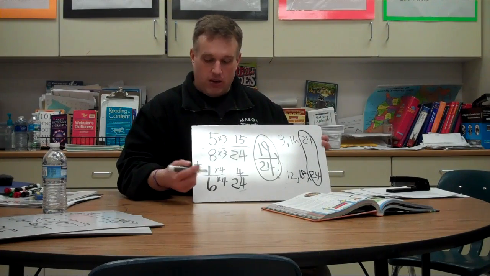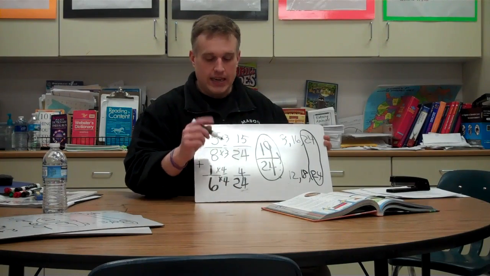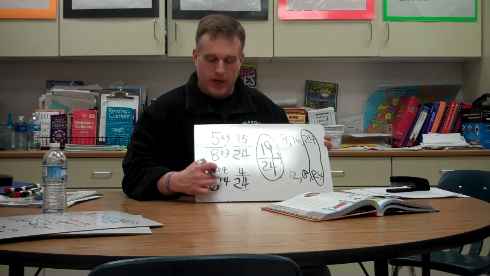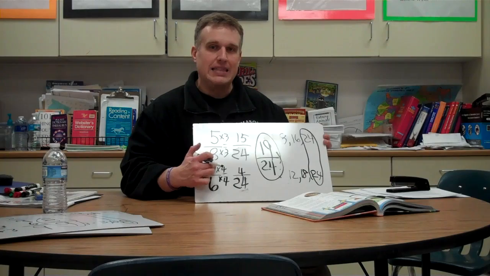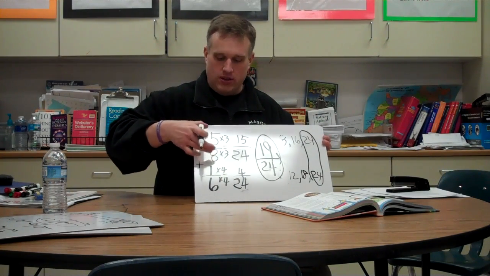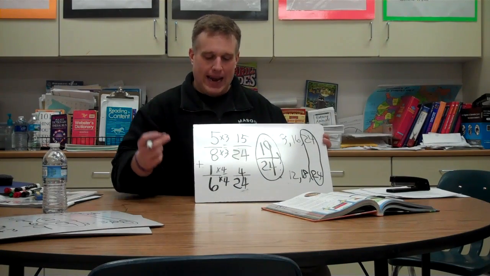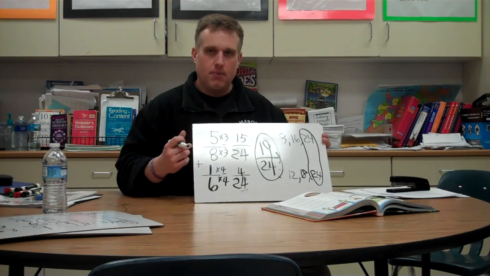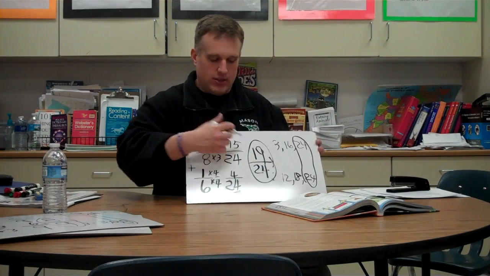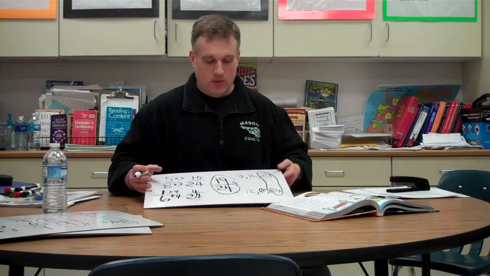And then you just ask yourself, 6 times what gave me 24? And the key is, whatever you multiply the denominator by, you have to multiply the numerator by that same number. And then you take a look at the next fraction. Okay, 8 times what gives me 24? 3. Whatever I multiplied that by, I had to multiply the top by the same number. Okay? And then you just add them together. Remember, the denominators stay the same. We do not add those together.